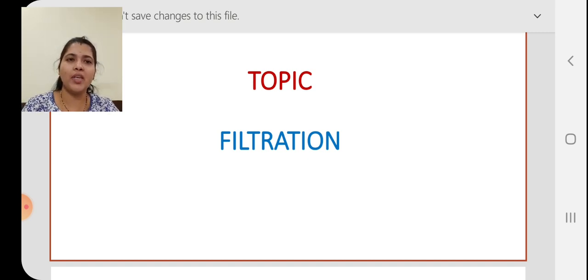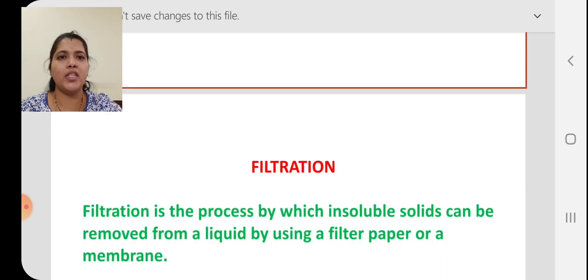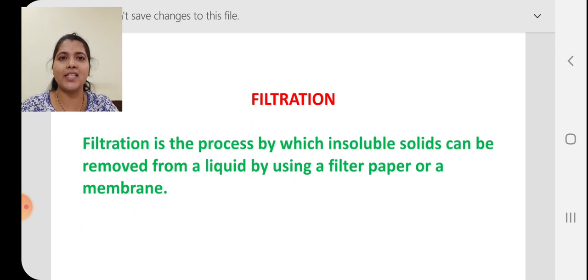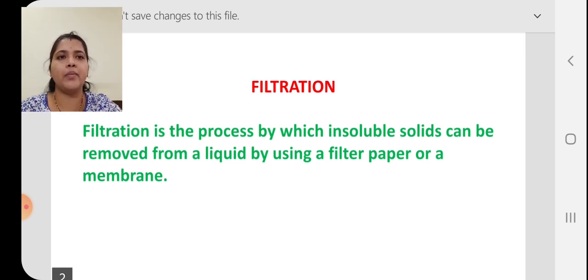So, today our topic is filtration, children. Let's see what the definition of filtration is, what exactly it means. Filtration is the process by which insoluble solids can be removed from a liquid by using a filter paper or a membrane. The scientist is going to show you one experiment where he will use filter paper that resembles the cell membrane. Let us go with the experiment.